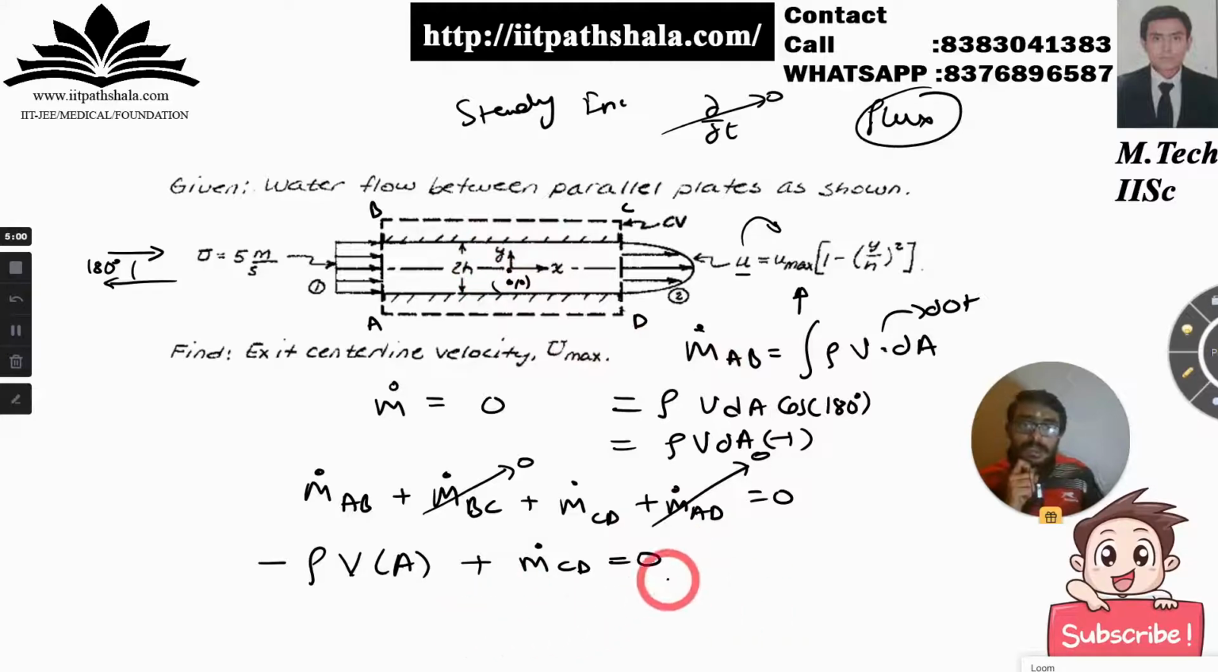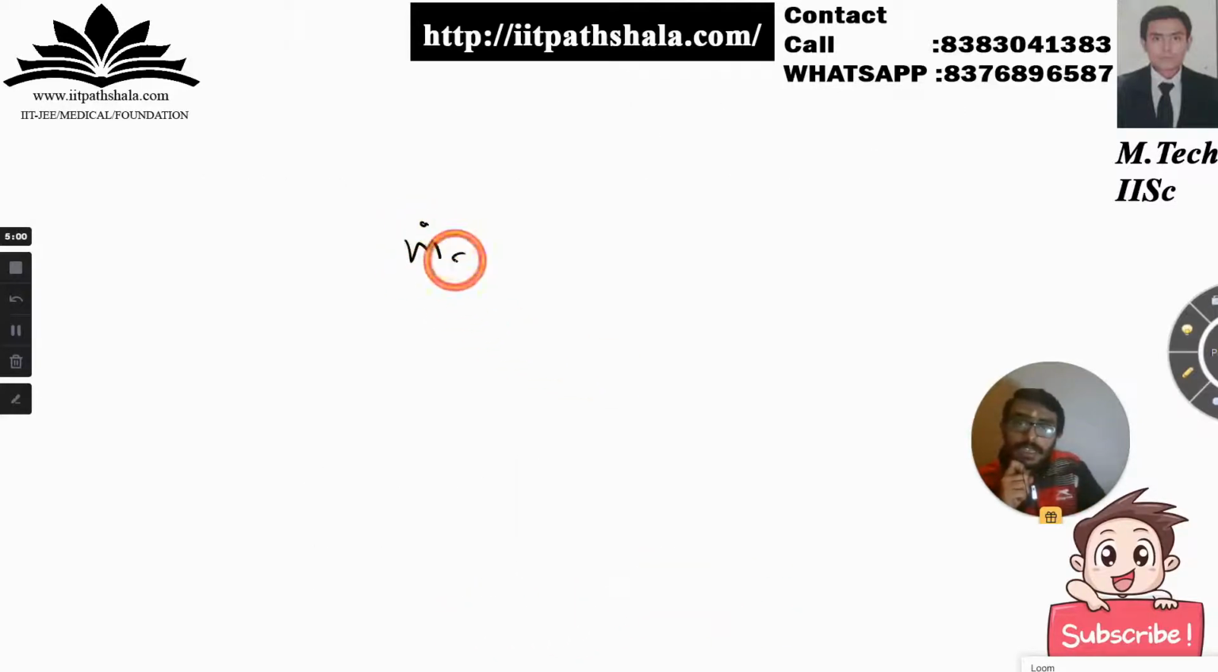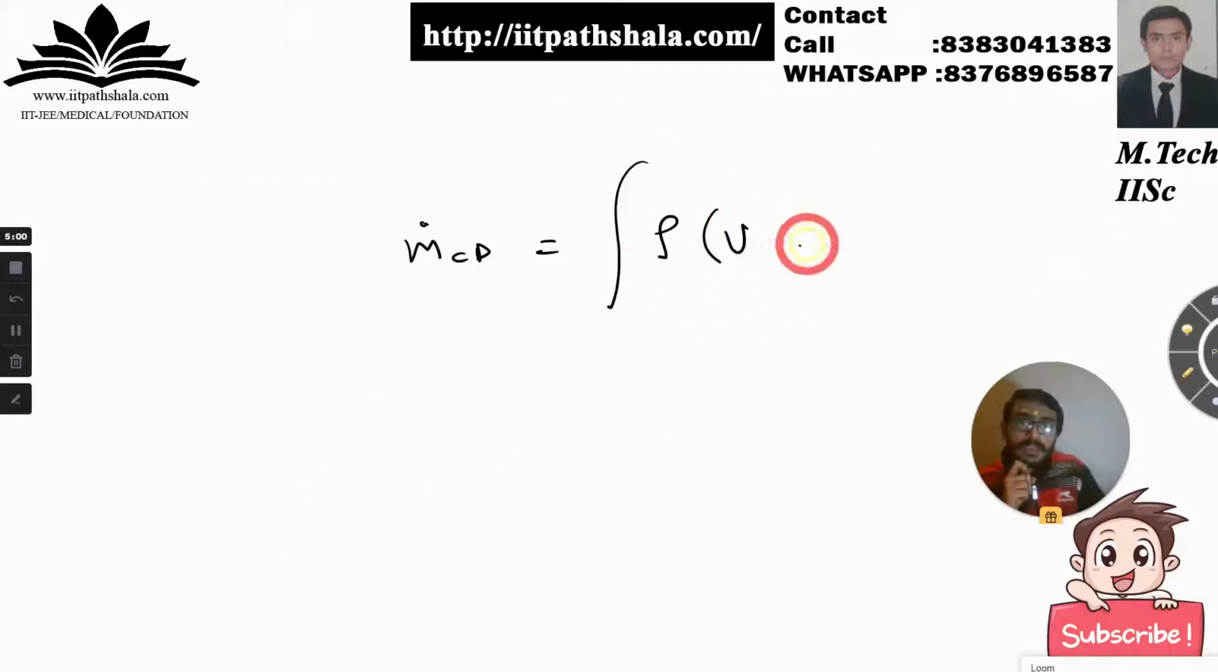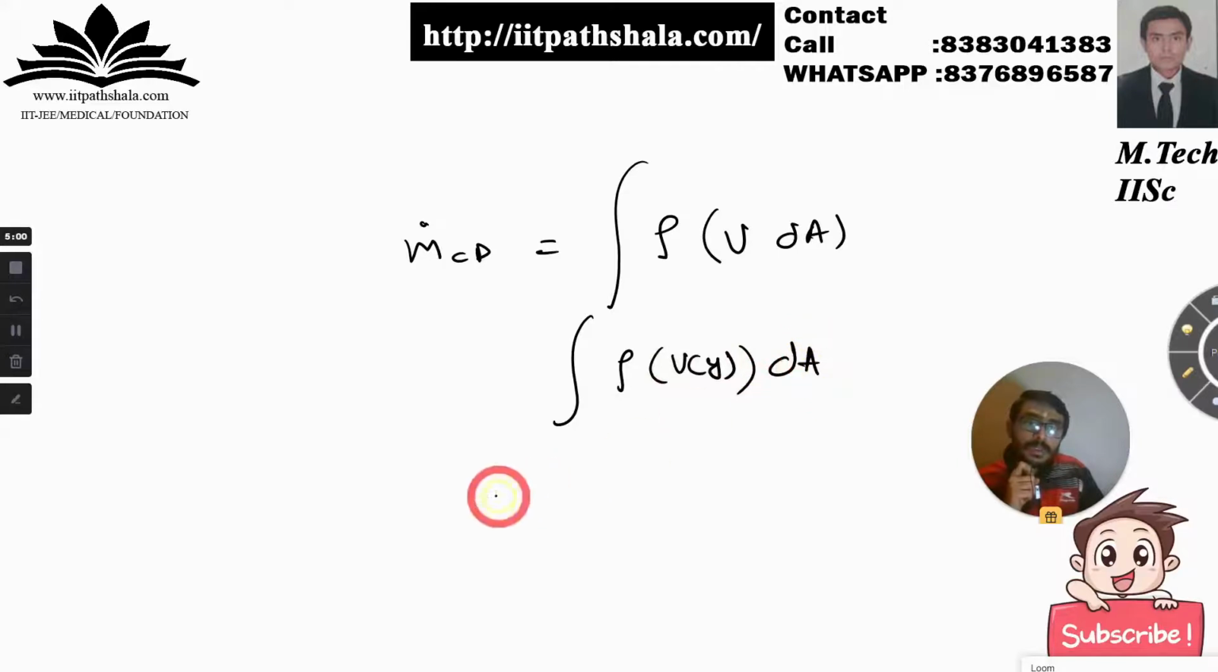Okay, so regarding the mass flow rate across CD, if I write, it will be as follows: rho v dot dA. As you can see over here, the velocity and area normal are both in the same direction, so the angle is 0 degrees. So v dot dA will be equal to v dA itself. Now here velocity is varying, so I can write it as follows: velocity is a variation of the y-axis over here, into dA.